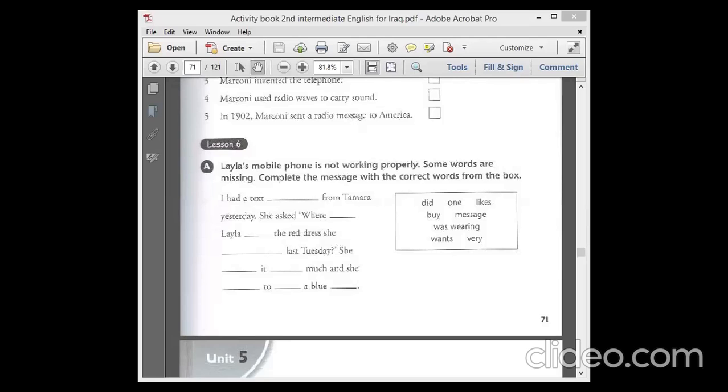What do we mean by properly? Come on, guys. Okay. I think that I can't hear you.